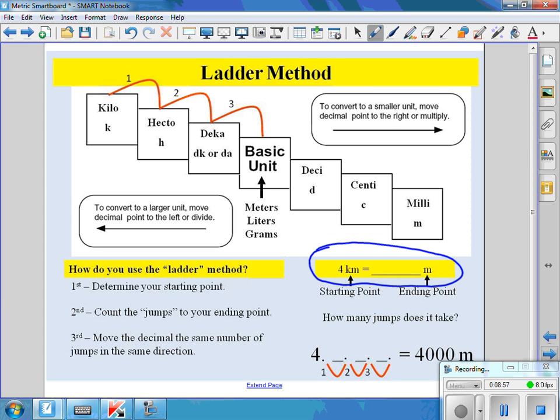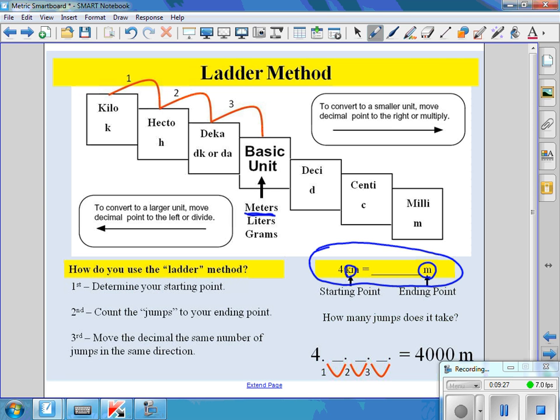First of all, we need to determine our starting point. That is the K for kilometer. So we're going to start all the way at the end of the chart at the K. The ending point is an M all by itself. If it's all by itself, it has to be the base unit meters. It cannot be milli, because milli is a prefix, and that M has to be in front of something.